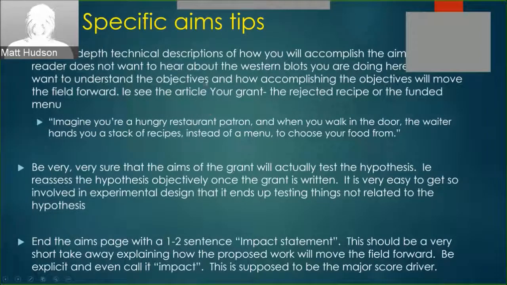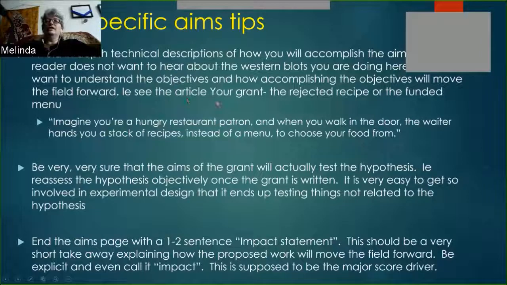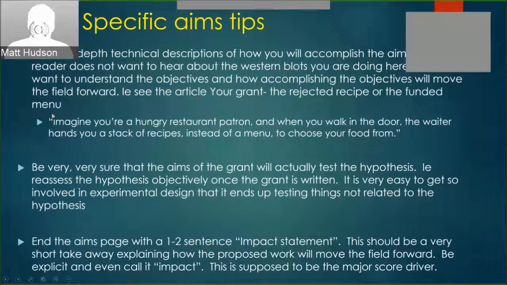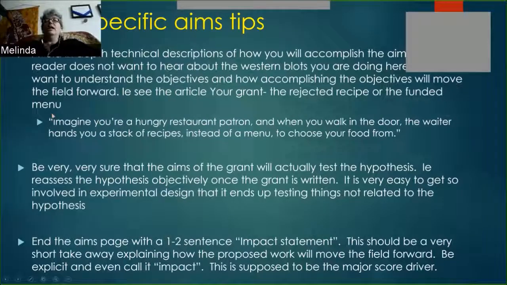One of the articles that I gave Erin to post on the site is one that I particularly love. It's called Your Grant, the Rejected Recipe or the Funded Menu. It sets up the thought experiment of if you're a hungry restaurant patron and you walk in the door, and the waiter can either hand you a stack of recipes that start with raw chicken, or they can give you a menu that describes this lovely dish and how it's going to taste and how it's going to feel. The specific aims page should read much more like a restaurant menu than the stack of recipes that you are going to have to envision how those recipes are going to come together to a final product.